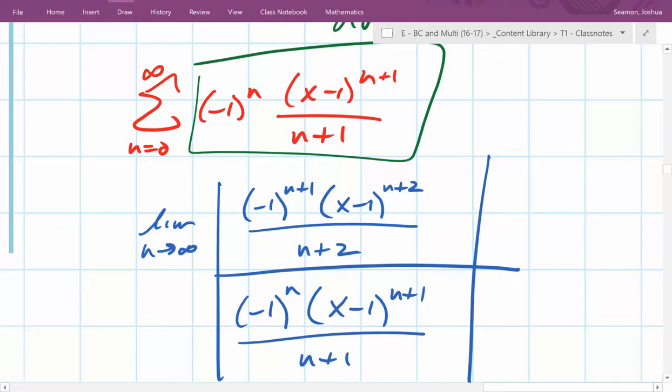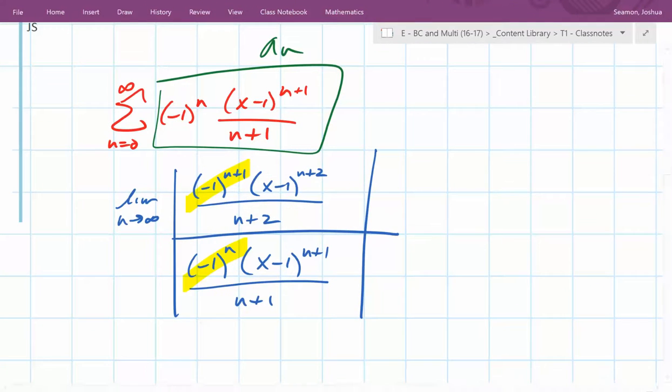Okay, that absolute value is really helpful because what does it immediately get rid of for us? Well, the negative ones to the n, right? Because they just become positive. They become 1, right? So let's rewrite this and flip it over. So what does this become?